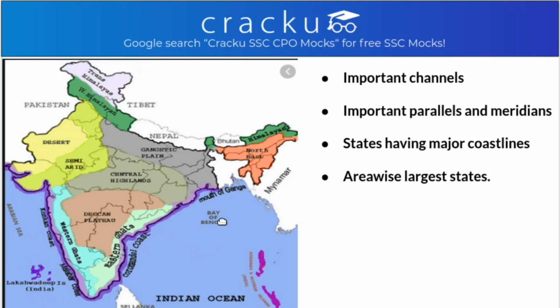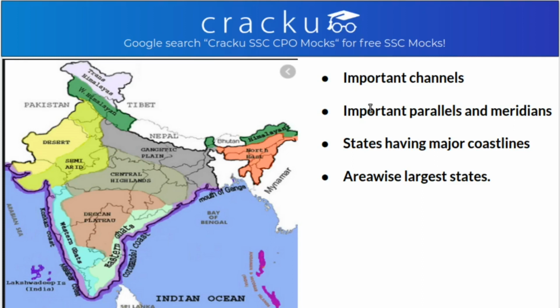Here is the map of India. Here are Pakistan, Tibet, Nepal, Bhutan. They all are the neighboring countries. Myanmar. This is Bangladesh, Sri Lanka, Lakshadweep. Lakshadweep is our islands. This is the Great Himalayas, Western Himalayas. This is the Gangetic Plains, Central Highlands. This is the Thar Desert. This is the Deccan Plateau, Western Ghats, Eastern Ghats. This is the coastal part of India and the peninsular region.